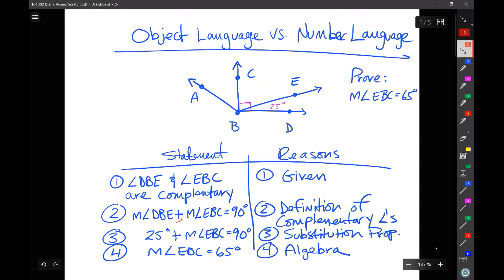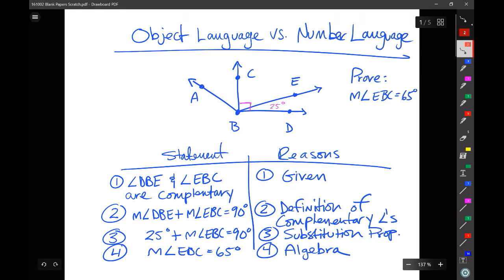You can see I'm adding and I'm setting things equal to each other here, because we can't do math with objects. I can't say object 1 plus object 2 equals 90 degrees. What I need to say is the measure of object 1 plus the measure of object 2 is equal to 90 degrees when you add them up. So you can see I've used my substitution property here to replace the measure of angle DBE with 25 degrees. I can do that because I'm talking about number language here.